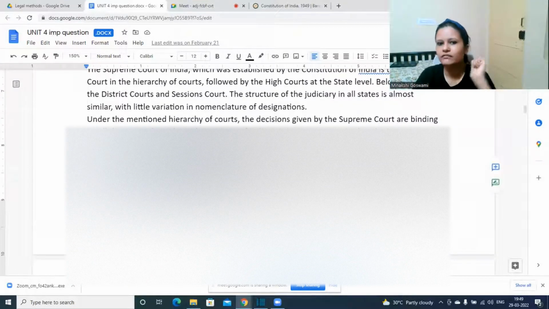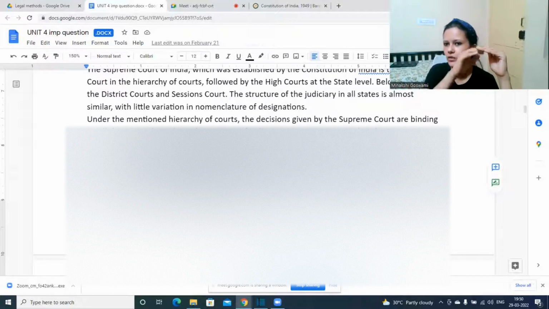While the decisions given by high courts are binding on the subordinate courts within the jurisdiction of that particular high court. Once a high court has given a decision, all the subordinate courts coming under it are bound. Take for example, if the High Court of Karnataka gives a decision, it will be binding on all its subordinate courts.